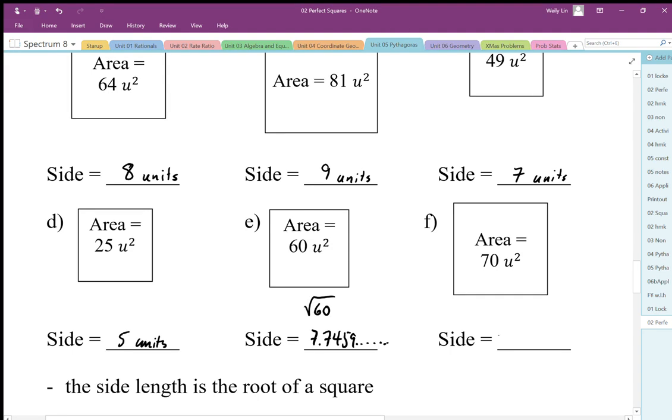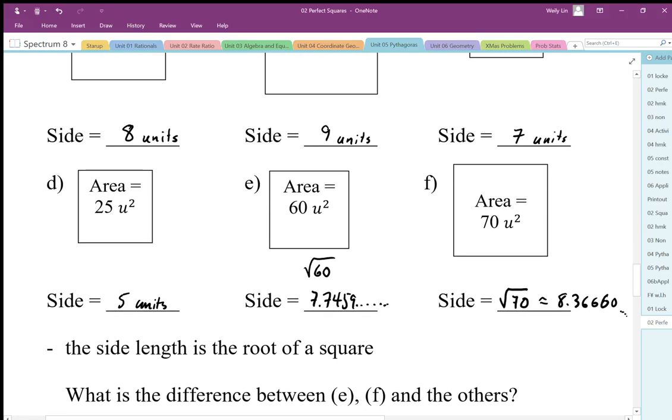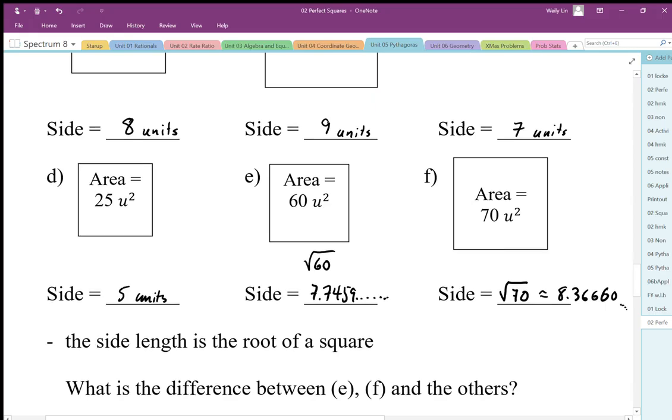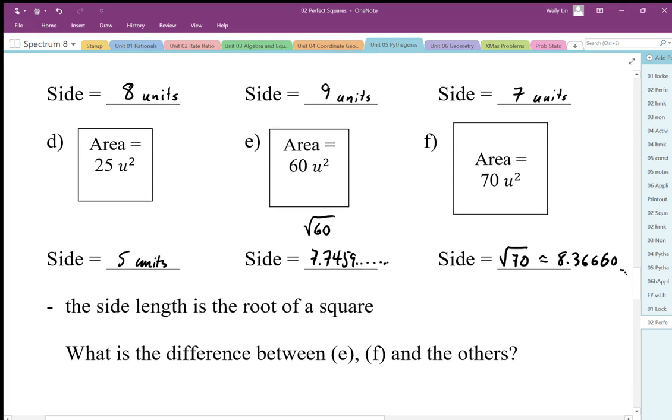Same thing here. To find exactly 70 squares in this area, I need an edge length of square root 70. And if I plug that into my calculator, it's not a nice number. If I go square root of 70, it gives me 8.366600 and so on. So these are irrational numbers. These are non-terminating, non-repeating decimals, and these are not very nice. So these side lengths are not rational numbers.